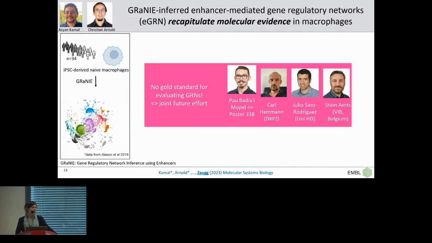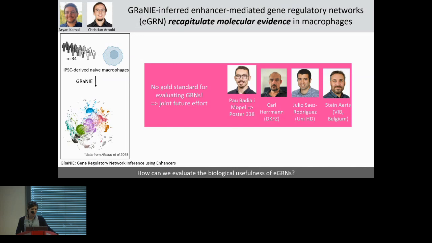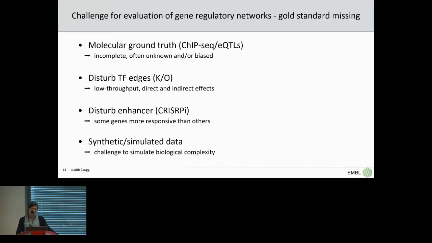And I also want to point out here that this is really a difficult task, because there's no gold standard at the moment for validating gene regulatory networks. And there's actually a joint effort ongoing also with Julio's lab. Pau is the one driving it, where we are trying to put together a standard for evaluating gene regulatory networks. But I'm not going to talk about this work here. I'm just going to point out a couple of challenges when you try to evaluate gene regulatory networks.